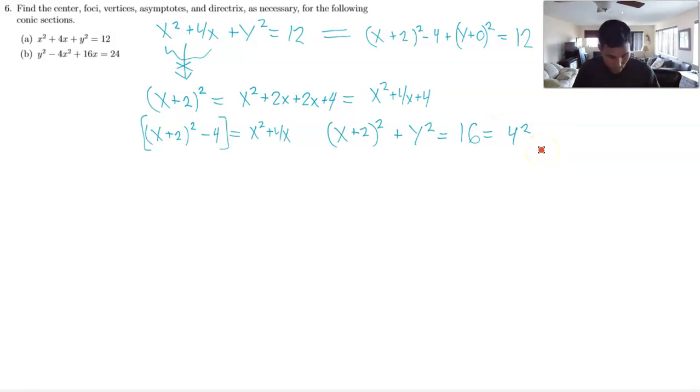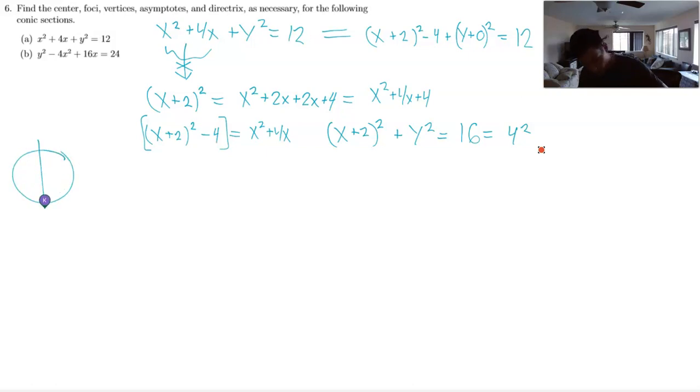So this looks like a circle, but it's a circle that's shifted. If I was to actually draw this, here's our circle. And it's not at 0, 0. It's actually centered at negative 2, 0, with radius 4.